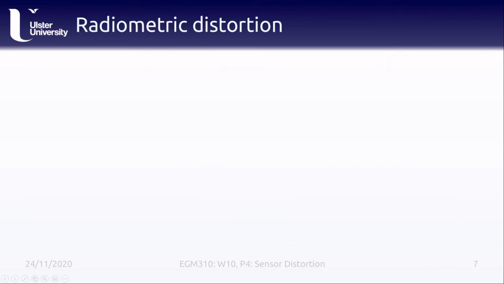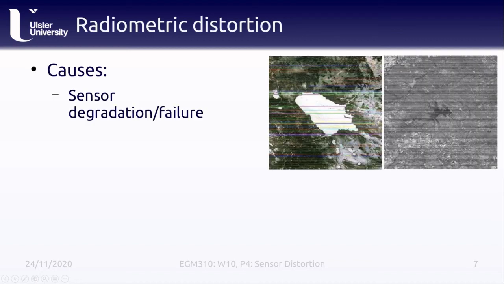Like geometric distortion, radiometric distortion has a number of causes. This can include sensor degradation or failure. For some of the earlier Earth observation satellites, errors or interruptions in transmitting sensor data to ground stations would cause missing lines, as shown in the examples here.